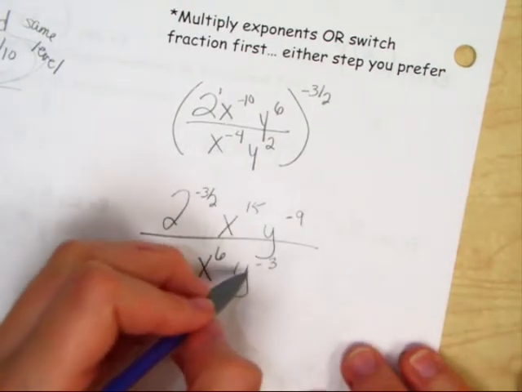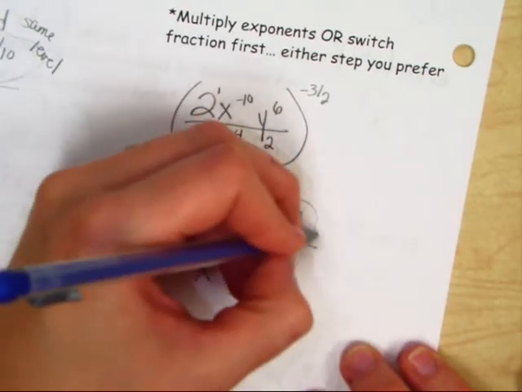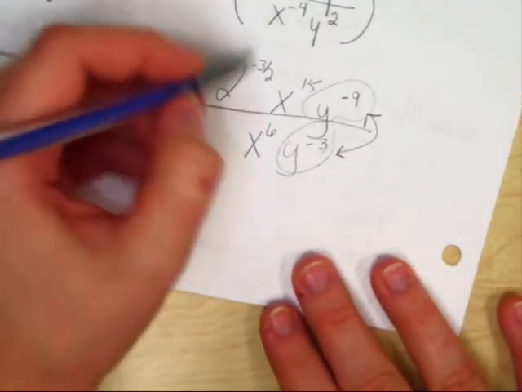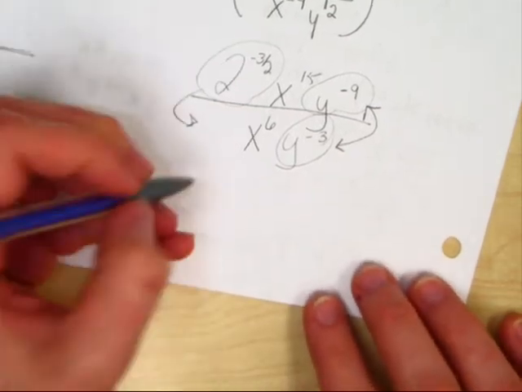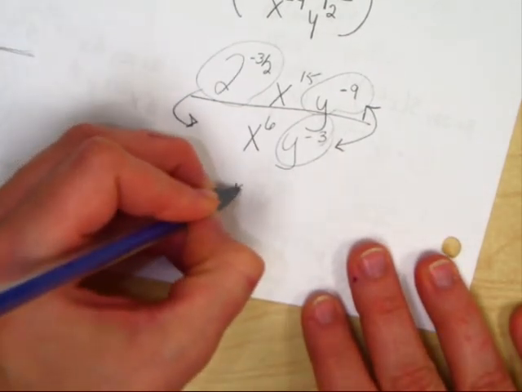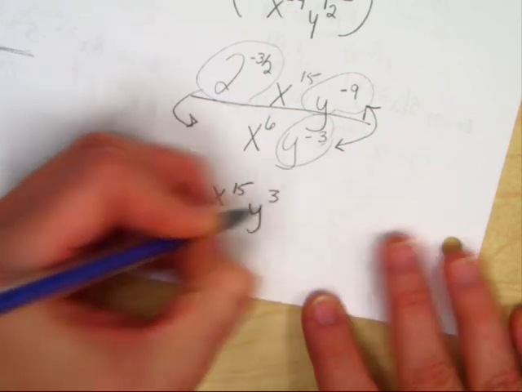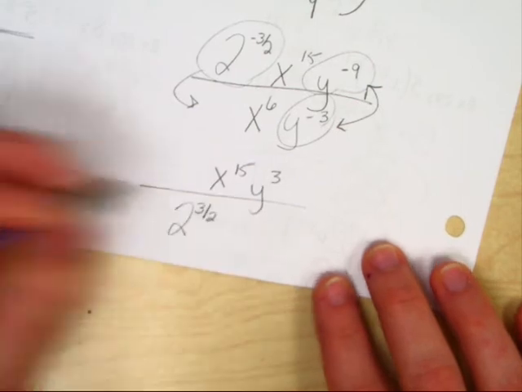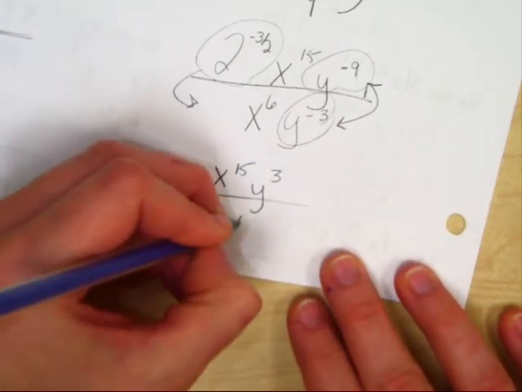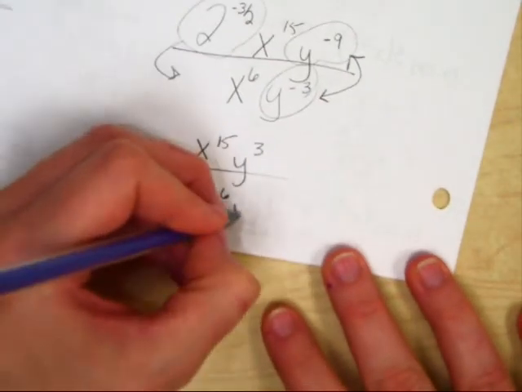Alright. See these two? They're going to get flip-flopped because they're negative. And this one's going to come to the bottom. So I will leave x to the 15th on the top and bring y to the 3rd on the top. I'll bring 2 to the 3 over 2 on the bottom, along with the x to the 6 that was already there, and the y to the 9th.